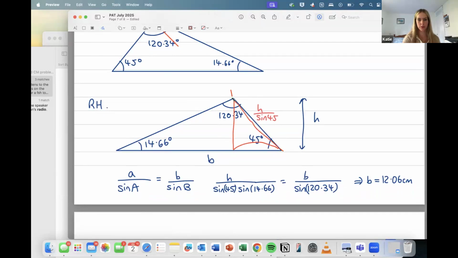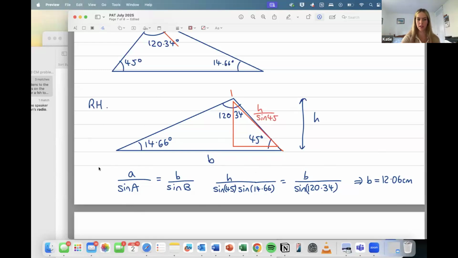Is that a triangle? Yes, it is a triangle. That's using that, and knowing this is h and this is 45, I can label this as h over sine 45. And then using the sine law, a side over an angle is equal to the other side over the other angle, I can say that h over sine 45, divided by the equivalent angle, which is 14.66, is going to be equal to b over sine of 120.34. And then we know what h is, since it's 2.5, given in the question, and we can solve for b. So now we know the point at which it reflects off the bottom of the glass block.